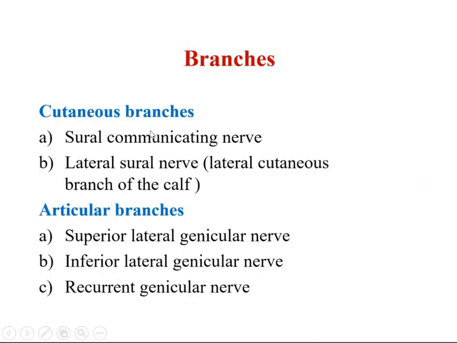Branches, we have the cutaneous branches, we have the articular branches. So cutaneous branches are the sural communicating nerve, and the lateral sural nerve, which is also known as lateral cutaneous branch of calf. Okay. And then articular branches, the superior lateral genicular nerve, inferior lateral genicular nerve. Okay. So medial ones were coming from the tibial nerve, and the lateral ones are coming from the common peroneal nerve. And then we have another branch which is the recurrent genicular nerve.